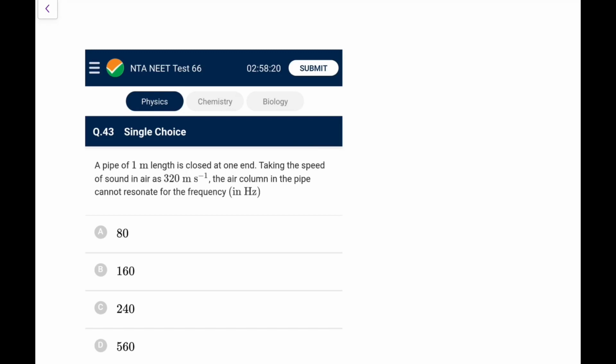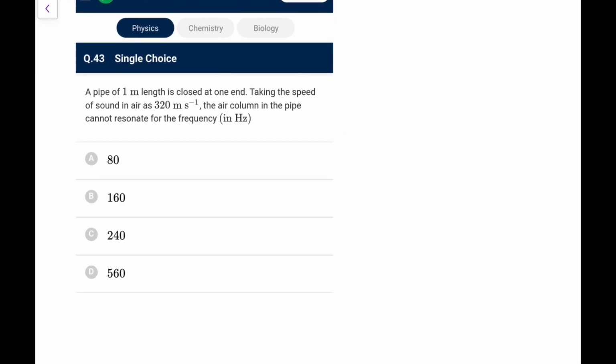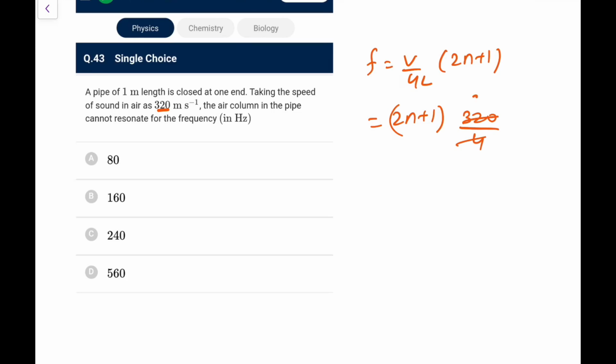A pipe of 1 meter length is closed at one end, taking the speed of sound in air to be 320. The air column in the pipe cannot resonate at which frequency? Because it is 1 meter and closed at one end, f would be v by 4L into (2n plus 1). That is the set of resonance frequencies. v is 320, L is 1, so 4L is 4. So 320 by 4, that is 80. So the possible values are 80, then 240, then 400, and so on. So 160 is not possible in this. Okay, so 160 is not possible. That is going to be the answer.